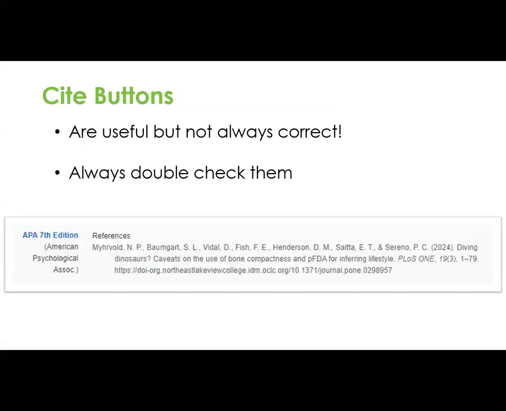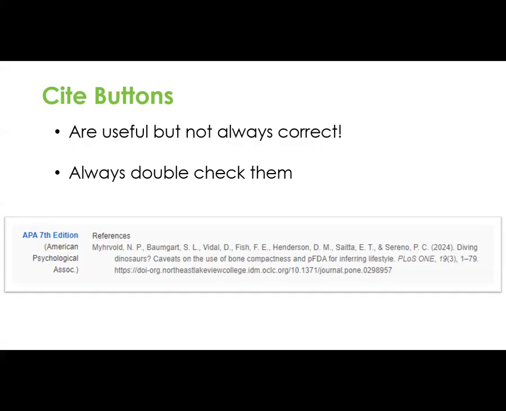Citation buttons are on all of our databases. Usually there's a little quote mark icon. You'll see that, and it'll say cite, and that's how you can find your citation button. They are useful, but they are not always correct. So definitely double check those with our APA style guides, making sure that everything is in the correct order and everything that needs to be italicized is italicized.